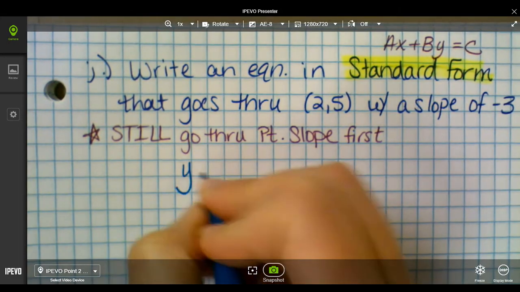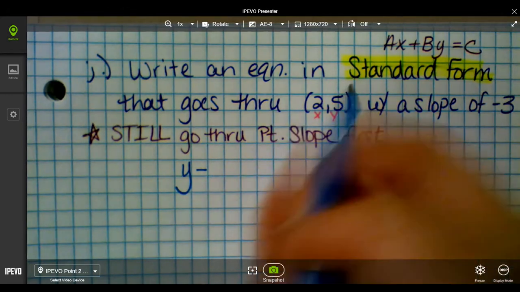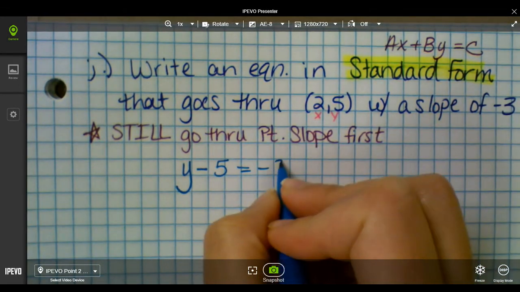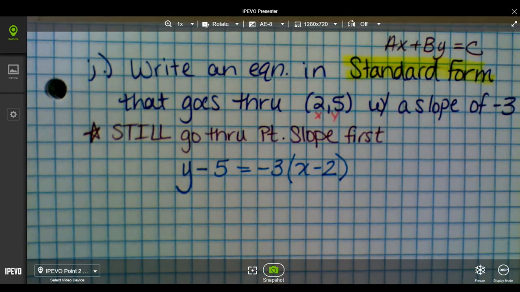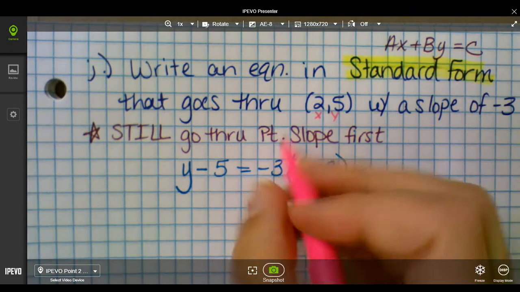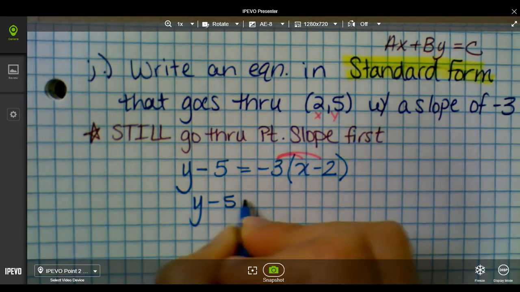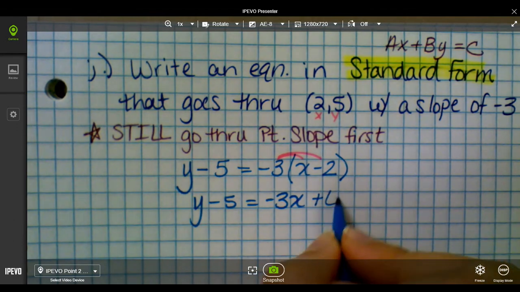So again, we should be good at this by now. Y minus, and let's again make sure we're doing this right. So we're going to do y minus our y1, which is 5, equals our slope, -3, times x minus x1, which is 2. Okay, now we still have to take those 2 steps to get this point slope into slope intercept if we're going to go all the way into standard form. So the first thing we have to do is distribute. Y minus 5 equals -3x, and -3 times -2 is +6.